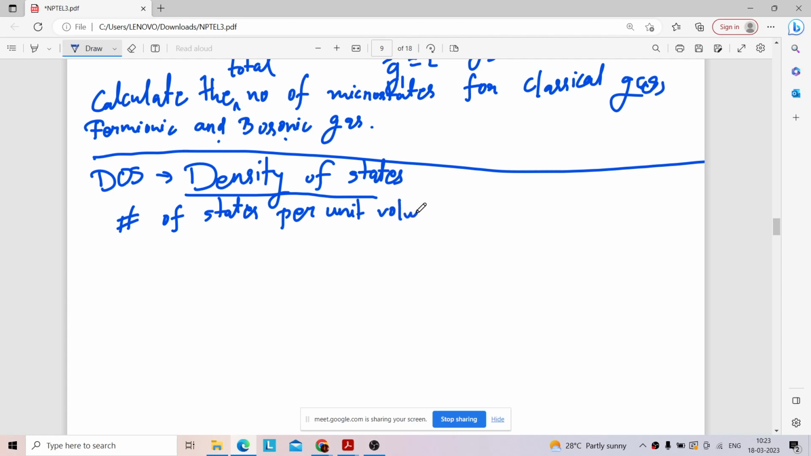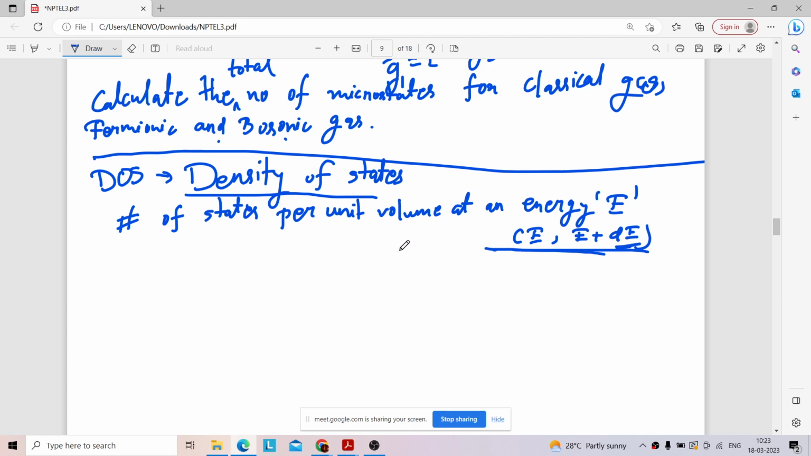volume at energy E, or you can say this E comes under this envelope E and some fluctuation dE. So how many states are there between these energy states? It's E plus some small variation dE per volume. So this is density of states.